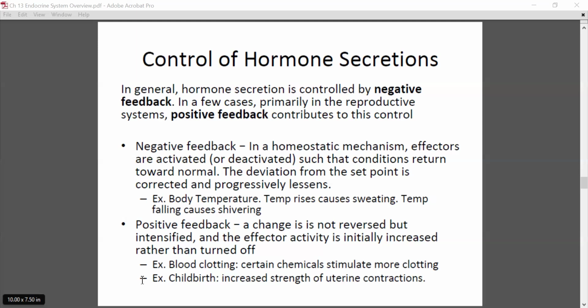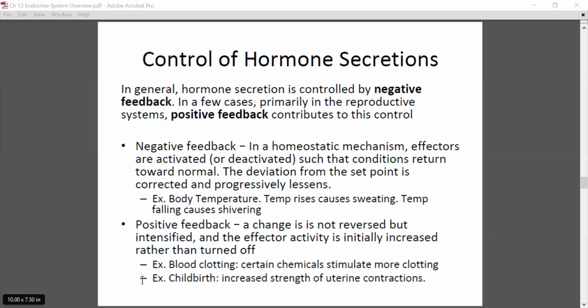In actuality, that will signal clotting to occur, signal more and more clotting until you're no longer bleeding out. So instead of trying to stop that reaction, it's going to try to intensify that reaction until you get the desired effect.